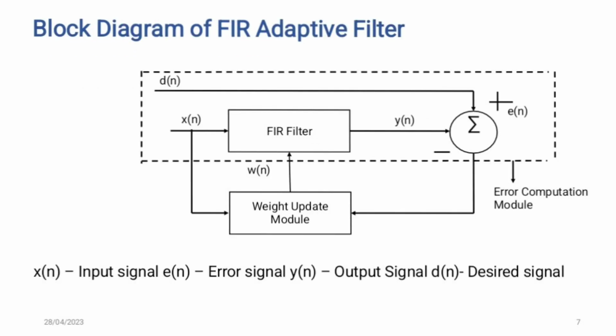This is a basic block diagram for an FIR adaptive filter, where X of n is an input signal which is passed through an FIR adaptive filter. It produces an output signal Y of n, where D of n is a desired signal. The desired signal and the output signal from the FIR adaptive filter are summed or compared and give an error signal, which is E of n. The error signal is then passed through a weight update module, where it updates the weights of the given signals by making delays within them.